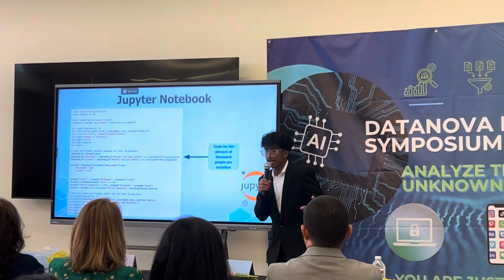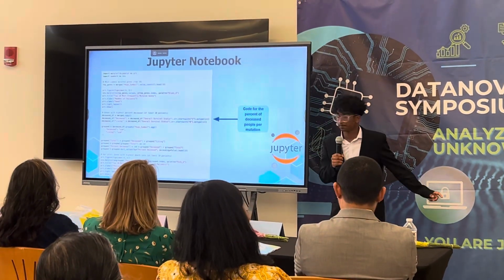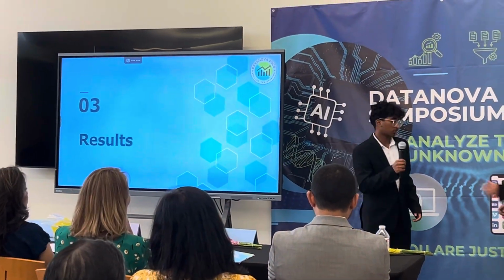We obviously got to analyze the actual mortality rate, so this is the code for the percent of deceased people per mutation. Now let's move on to the results.